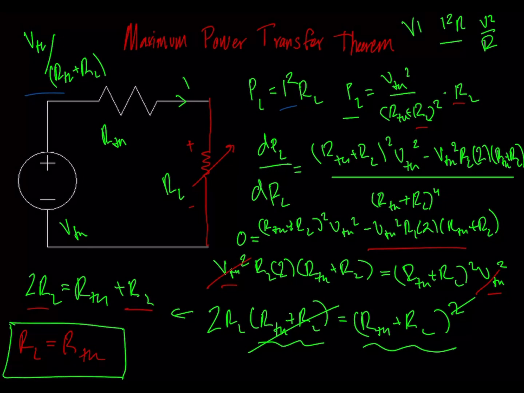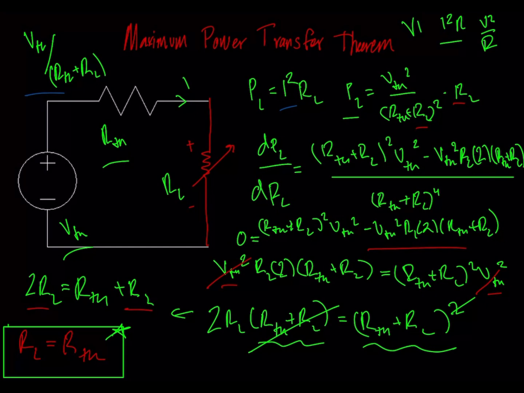And this is our sort of proof. So what this means is that if we have some source with an internal resistance, in this case modeled as V Thevenin and R Thevenin for the internal resistance, if we want to maximize the power delivered to a load, we need to have the resistance of the load equal the internal resistance of the source. And so we can show that in the next example.